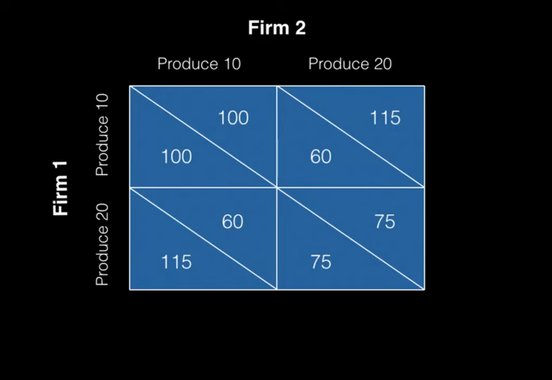So now we're going to apply the prisoner's dilemma to oligopoly. We have two firms here, and basically we're deciding whether to collude or not. So the collusion outcome would be to each decide to produce 10 units. I just made up numbers here. Or you can cheat on that collusion agreement and go ahead and produce 20.